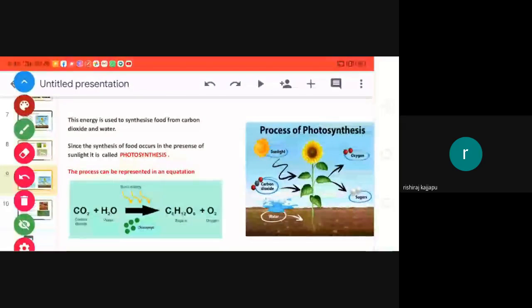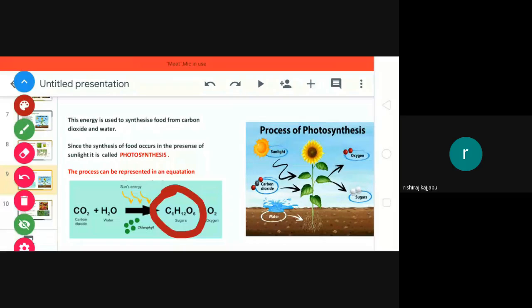So what is the end product? Sugar, a carbohydrate like C6H12O6. This is the food for plants. And what is the other product? Oxygen. Plants release oxygen through the stomata to the air.